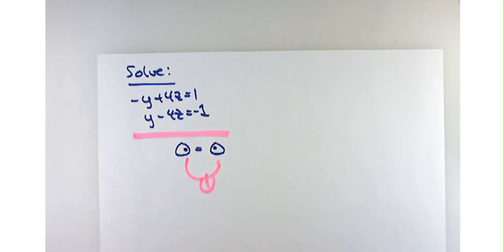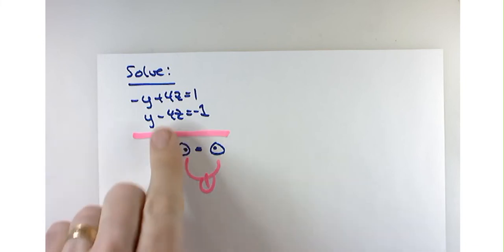Zero equals 0. That's kind of a problem, right? I mean, all my variables dropped out. But that's telling you something. What's it telling you in this particular case? It's telling you you've got another dependent system.